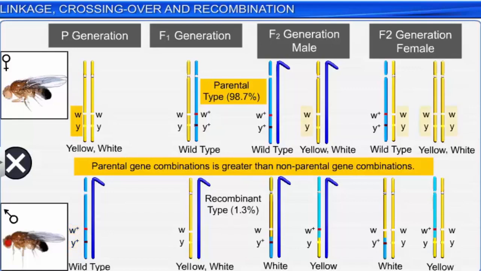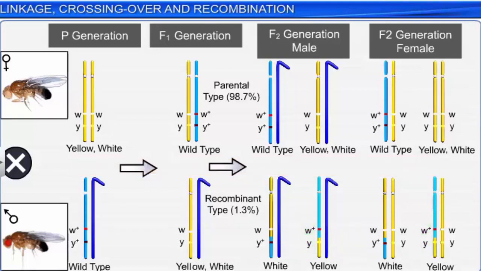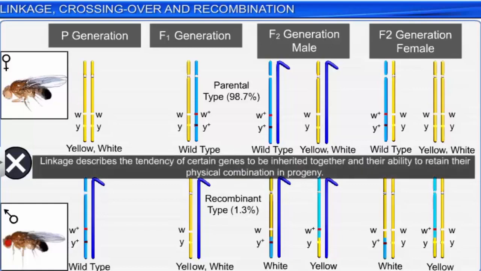y/w and y+w+ in this case, was much higher than non-parental gene combinations or the recombinant types, that is, y+w and y/w+. Morgan found that this was due to physical association or linkage, which describes the tendency of certain genes to be inherited together and their ability to retain their physical combination in progeny.